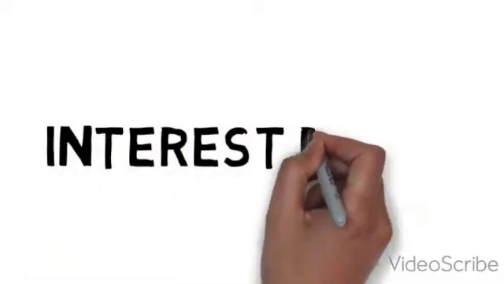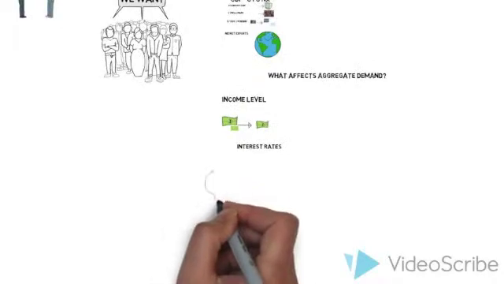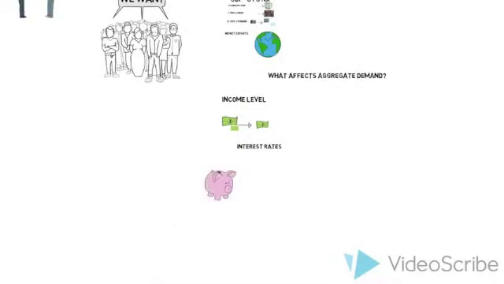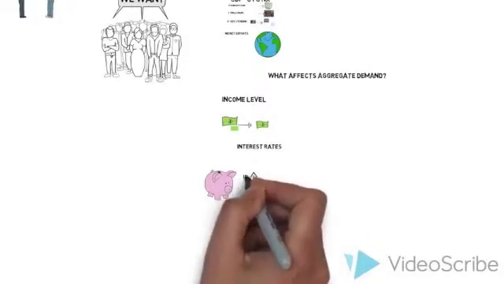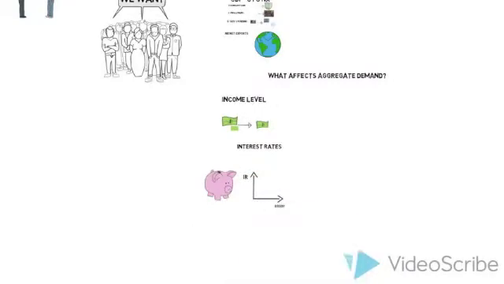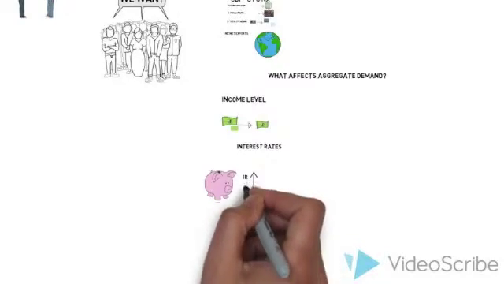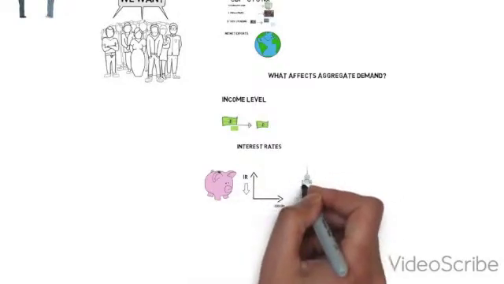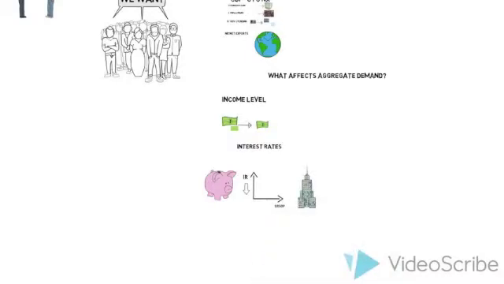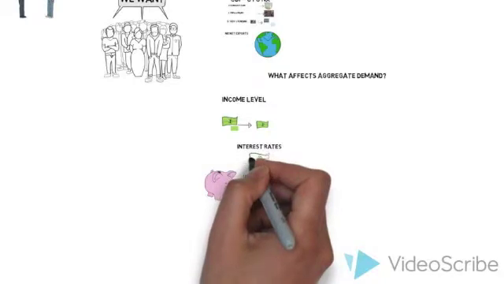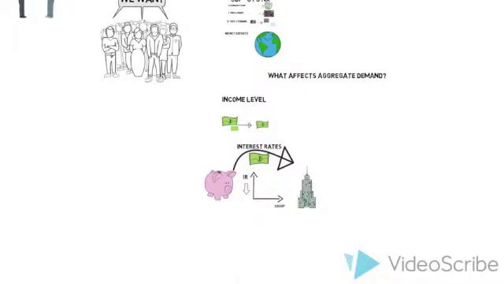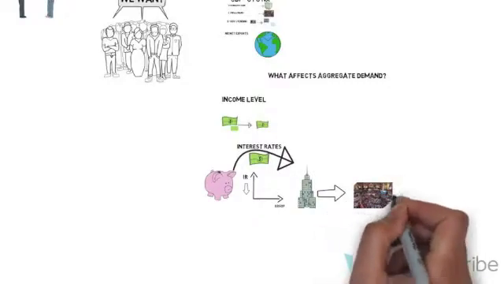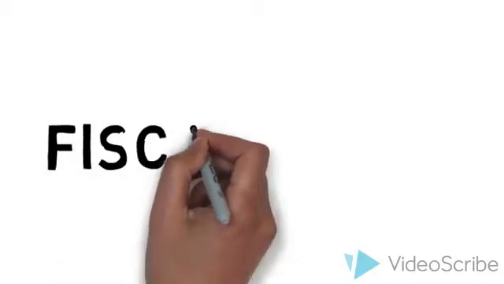Next, you have interest rates. In your piggy bank, as interest rates decrease, businesses will spend more, thus increasing aggregate demand. And then the businesses will invest more money.